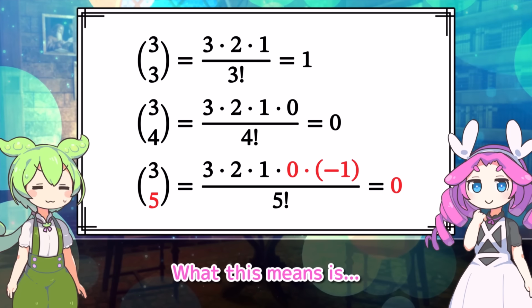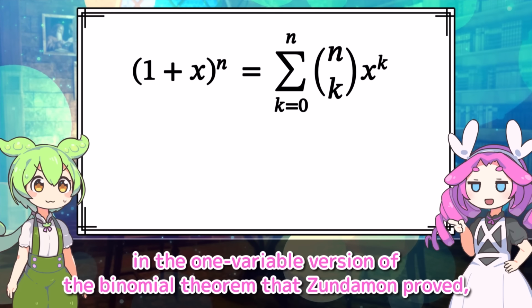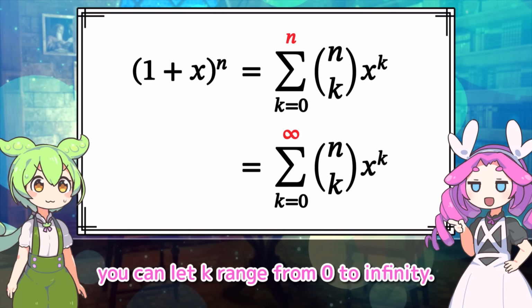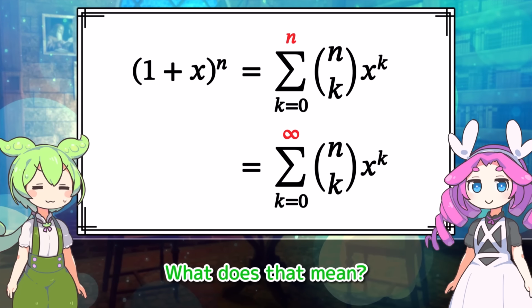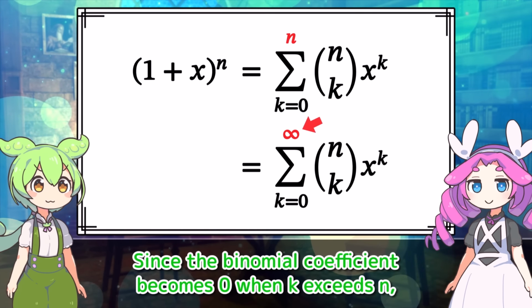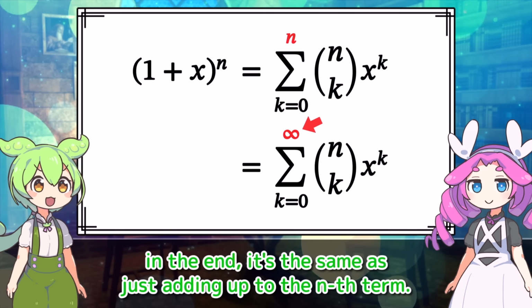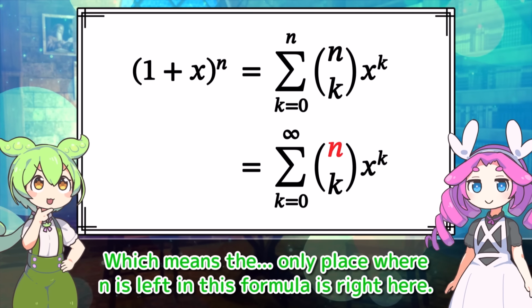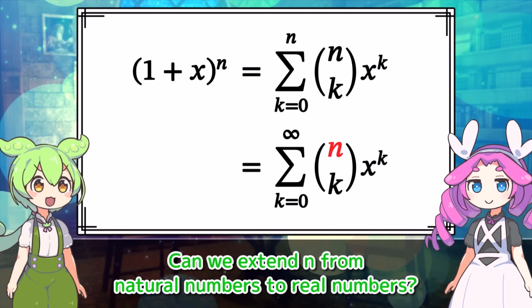What this means is, in the one-variable version of the binomial theorem that Zundamon proved, instead of having k range from 0 to n, you can let k range from 0 to infinity. What does that mean? But it's true. Since the binomial coefficient becomes 0 when k exceeds n, in the end it's the same as just adding up to the nth term. So it's effectively a finite sum. Exactly right. Which means the only place where n is left in this formula is right here. Can we extend n from natural numbers to real numbers?